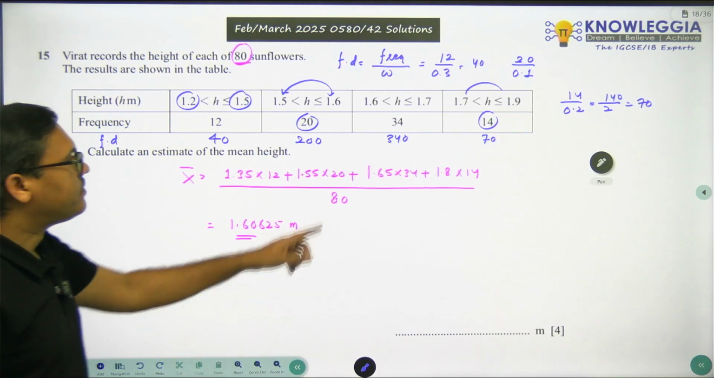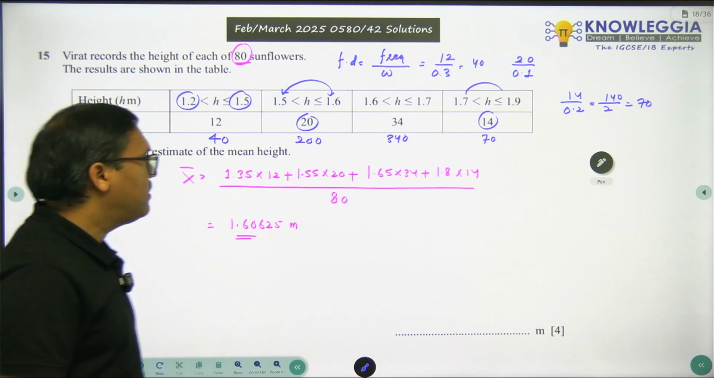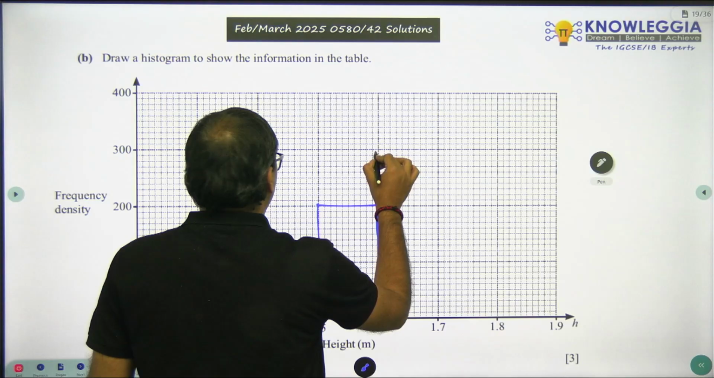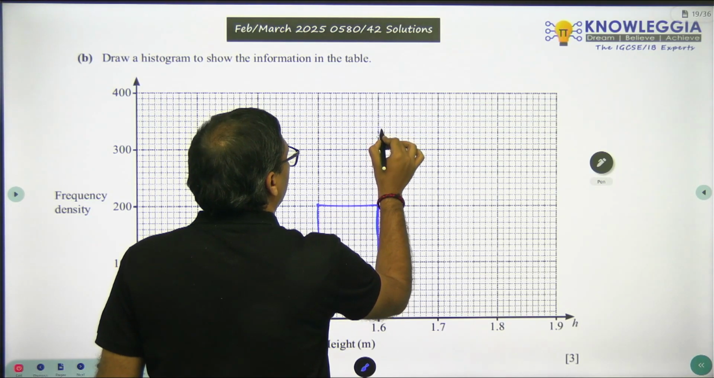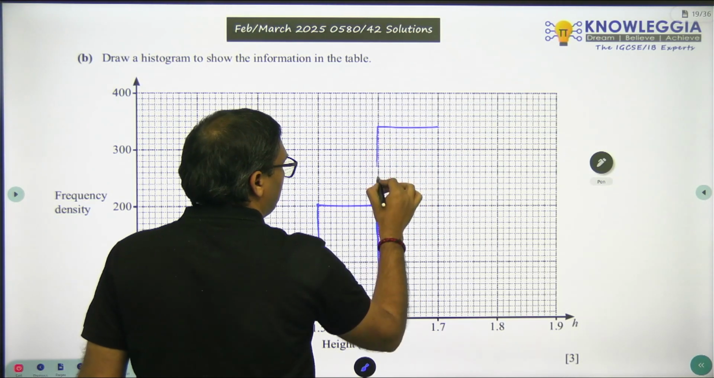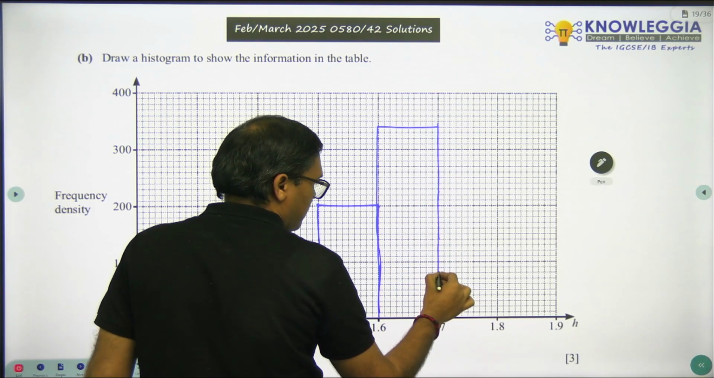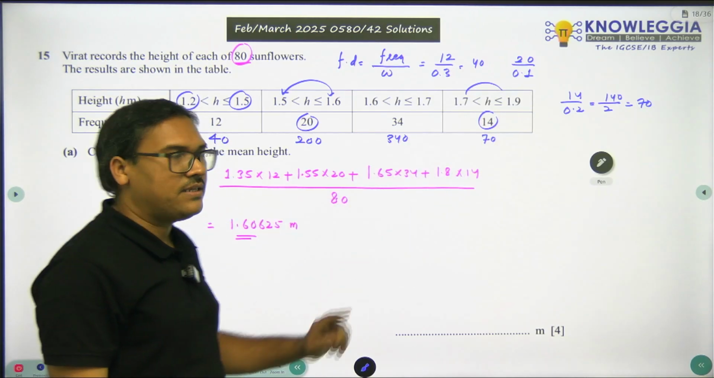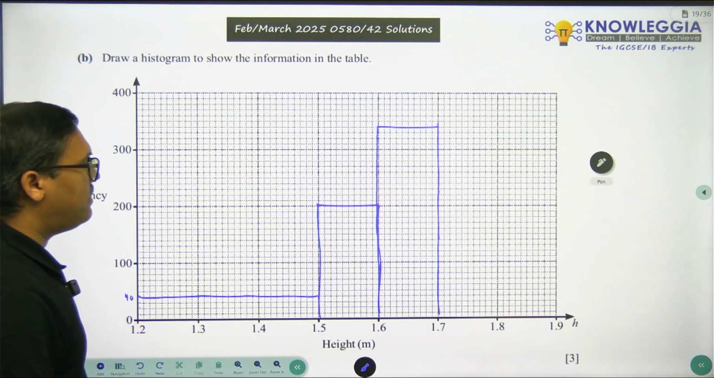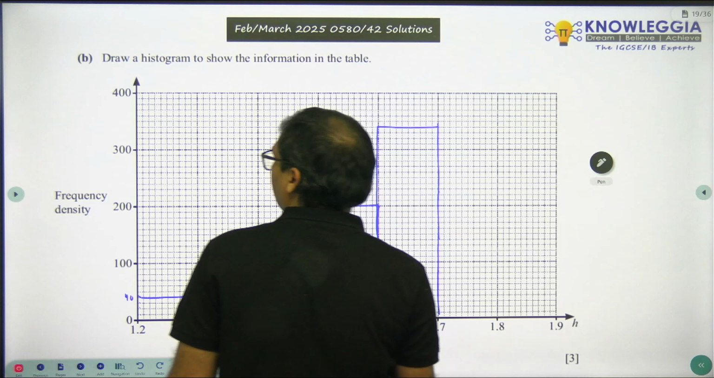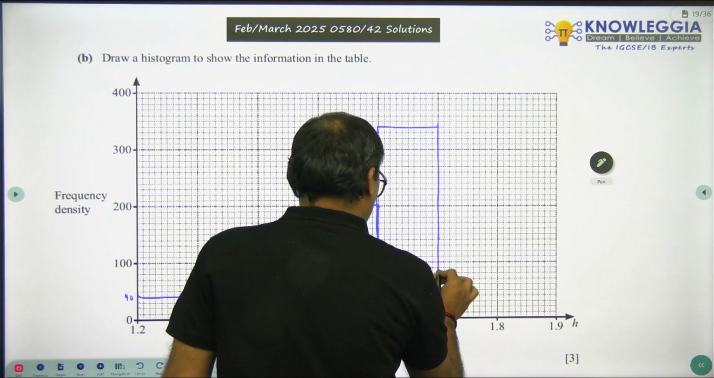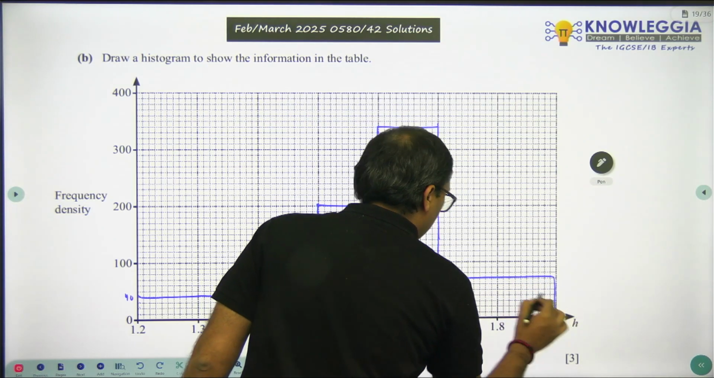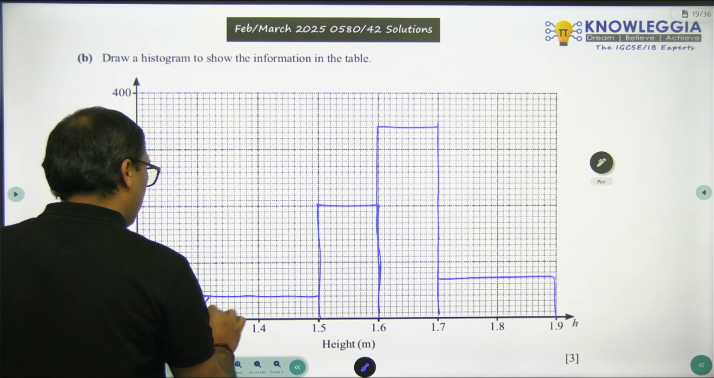Now the third, 1.6 to 1.7, 340. So this is 300, 1, 2, 3, 4, 340. So this is 1.6 to 1.7. Now the next one, 1.7 to 1.9, 70. So this is 100, 90, 80, 70. So this is like this. This is how you have to draw the histogram.